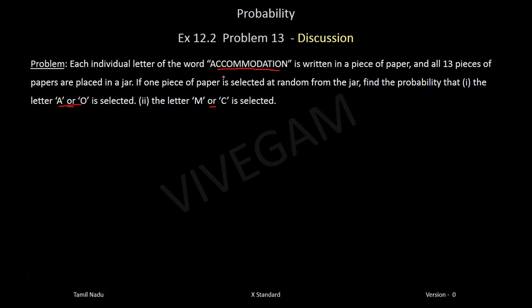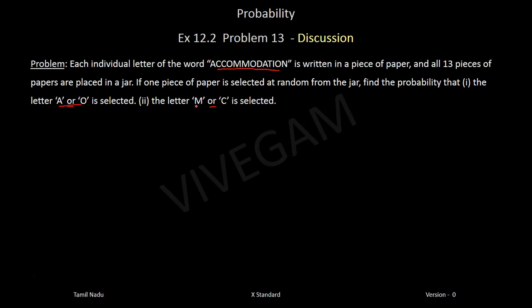Similarly, M and C. So how many M's? 1, 2. Oh, sorry, 2 C's are there. 1, 2, 3, 4. 4 letters, 2 M's and 2 C's are there. So altogether 4 favorable outcomes are there. So 4 by 13 is the probability of getting M or C.